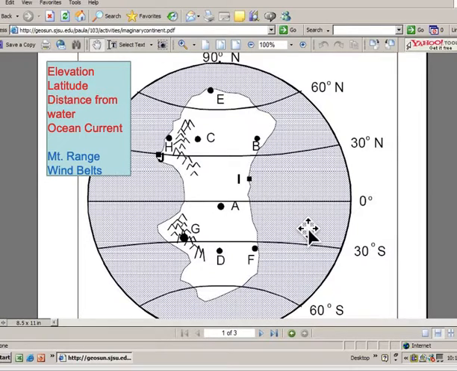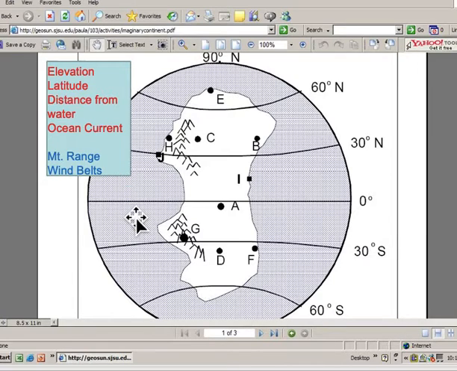So right away when you get your test question, or if you're working on a lab, write down your climate factors or have the list handy so that you can use it as a checklist. Here I've listed in red the climate factors that affect temperature. So when I'm trying to explain temperature, I need to look at those factors. And in blue, I've written down the 2 climate factors that affect precipitation. That's mountain ranges and wind belts.